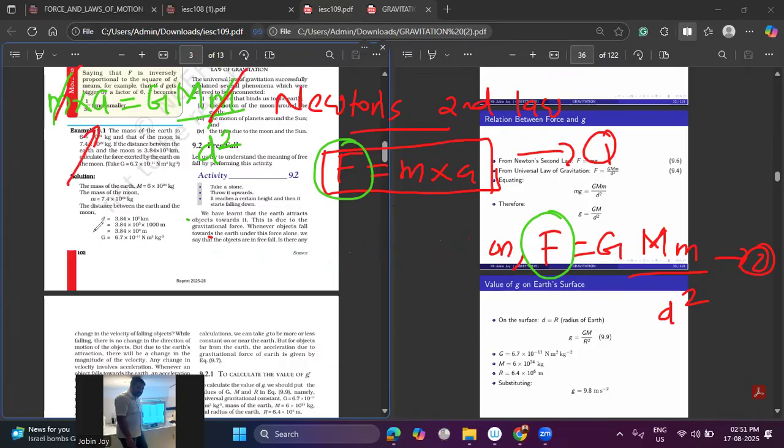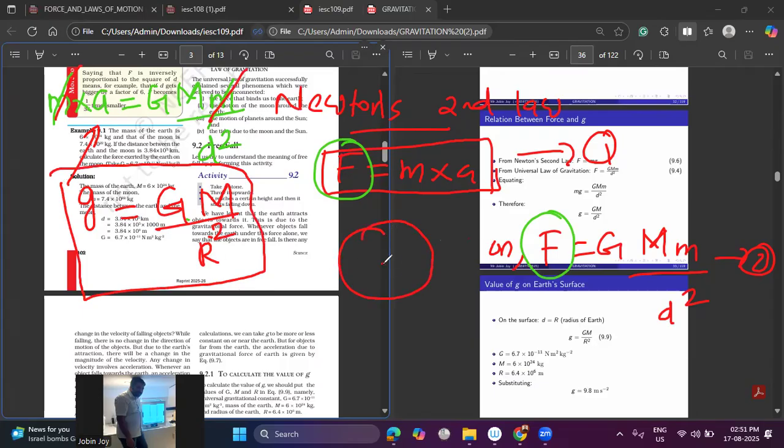So I can write this a, I will replace this a with g, because here the acceleration is because of gravity only. So g is equal to capital G, capital M divided by d square. Then d square I can replace with R square. R is the radius of the earth.